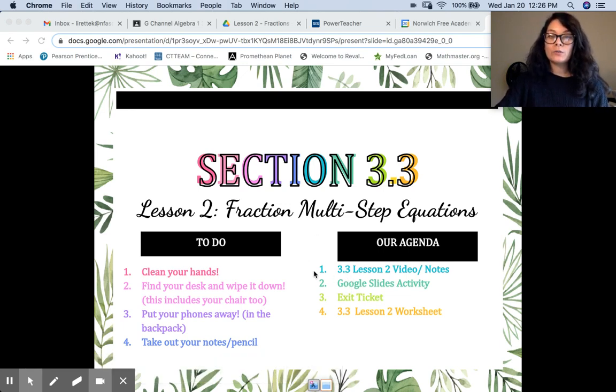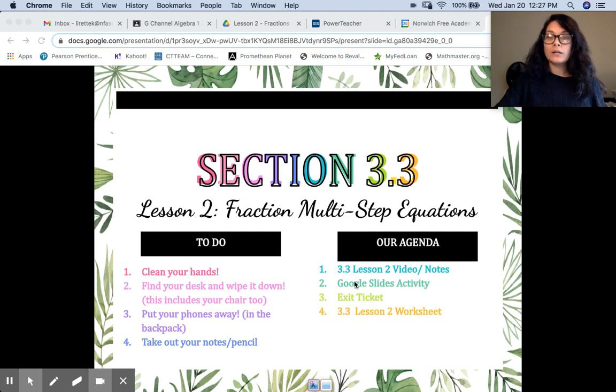I'm going to walk you guys through lesson 2 of section 3.3. We're still covering multi-step equations with variables on one side, and in this particular lesson we're going to look at examples that have fractions. So you're going to want something to write with, something to write on, and ideally a calculator that can work with fractions.